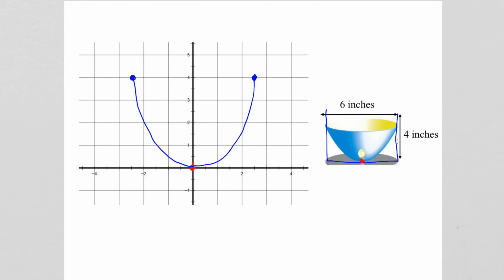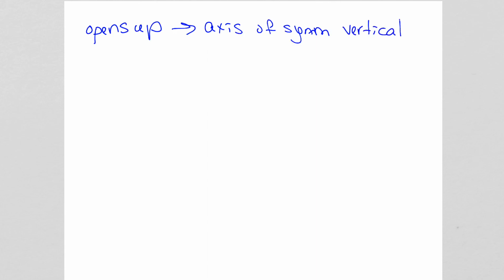Okay? We want to be able to write that equation. So we know that it opens up. And since it opens up, that tells us that the axis of symmetry is vertical. So we're going to use the equation where we've got x squared first. X minus h squared equals 4p times y minus k. Well, since the center's at 0, 0, then we can get rid of the h and k. So x squared equals 4p y.